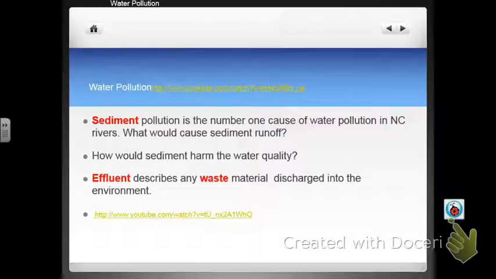We have sediment pollution, which is the number one cause of water pollution in North Carolina's rivers. What has caused our sediment runoff? Primarily, we had rapid growth in the 80s and the 90s in the urban areas: Charlotte, Raleigh, Durham, Cary, Chapel Hill. And we did a lot of clear cutting, cut down all the trees to build giant neighborhoods and shopping centers and apartment complexes. And in the months it took to build those buildings, every time you had rain, sediment ran off and settled in the water. How does this harm water quality?